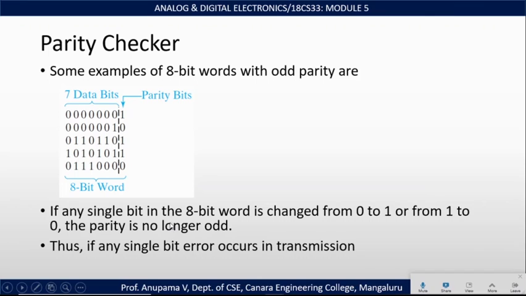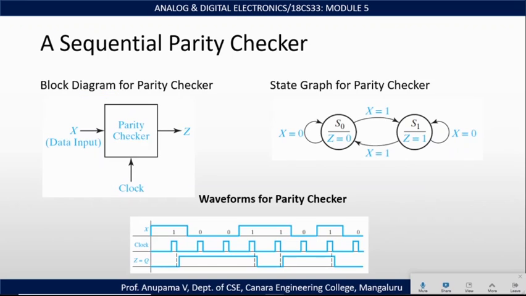If any single bit in the 8-bit word is changed from 0 to 1 or from 1 to 0, the parity of the sequence is no longer odd. This will help the receiver to identify a single bit error in the sequence. So this parity checker is helpful in detecting a single bit error that occurs during the transmission. Now we'll look into the sequential parity checker.